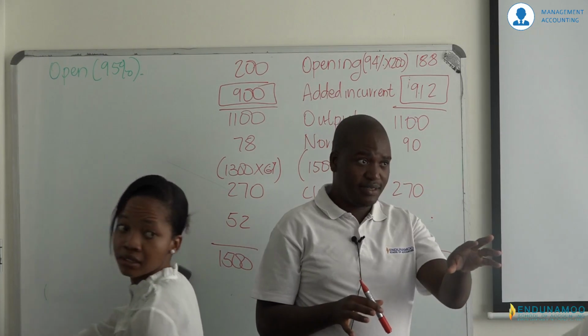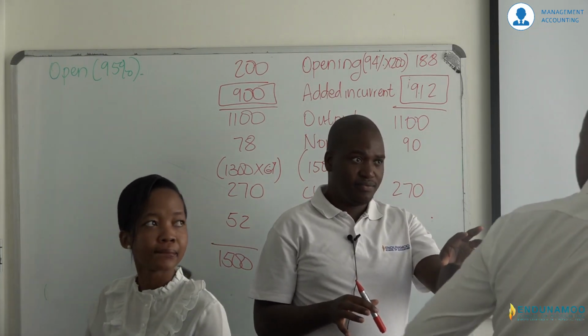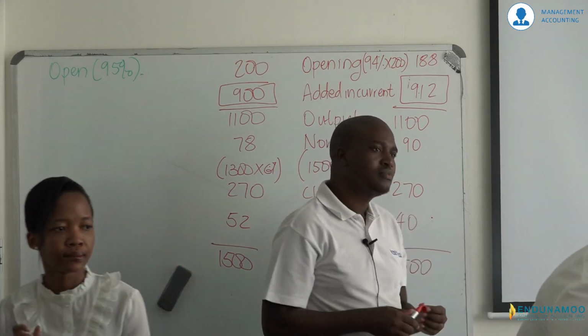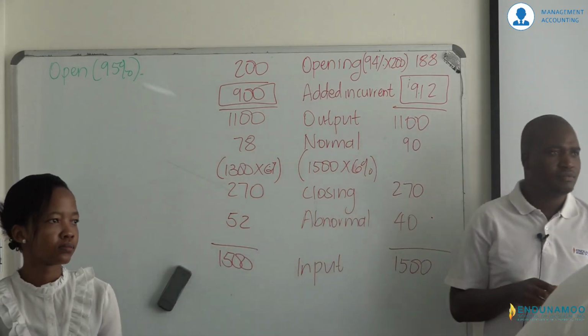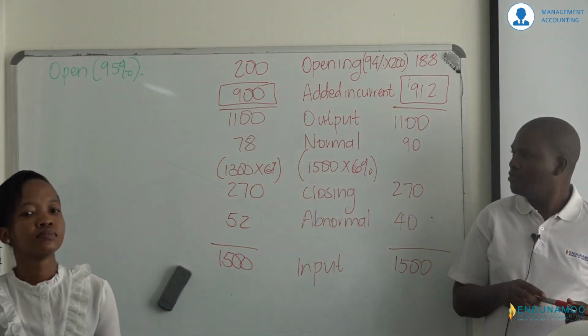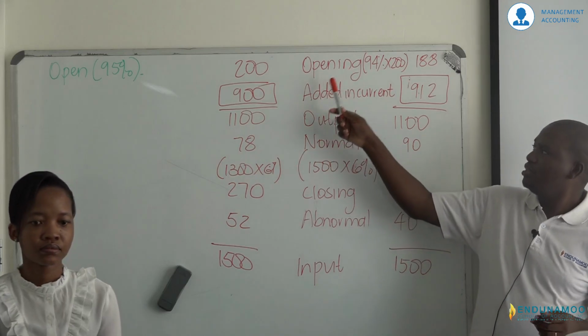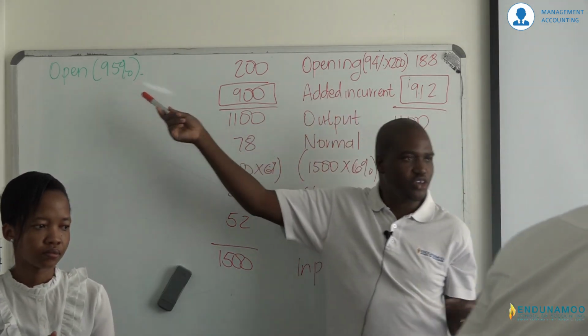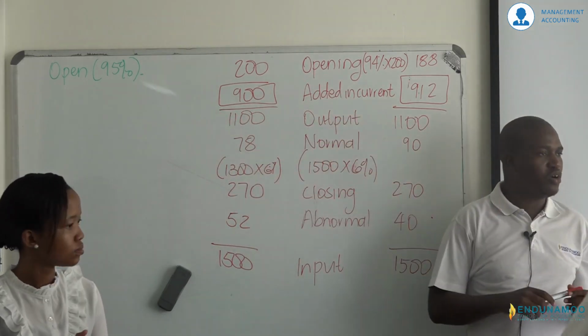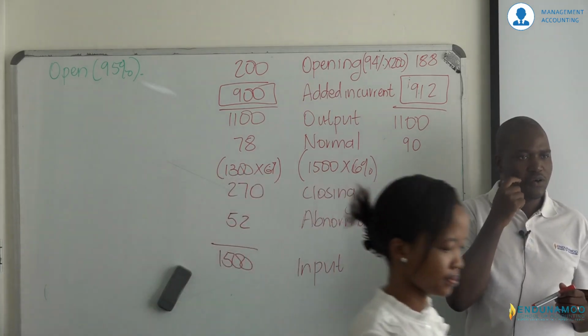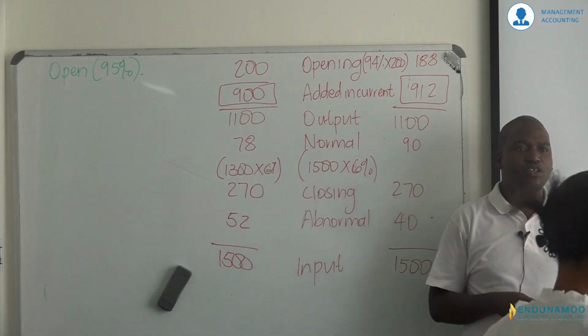Does that make sense? No. Why do we now use the one? Because this has already passed the wastage, so you cannot do the wastage on the opening stock.